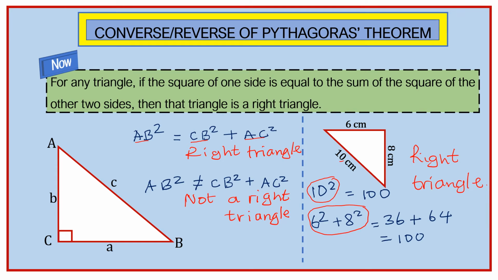In other words, the biggest angle is 90 degrees. I hope this is clearly understood. This is what we call the reverse of Pythagoras' theorem.